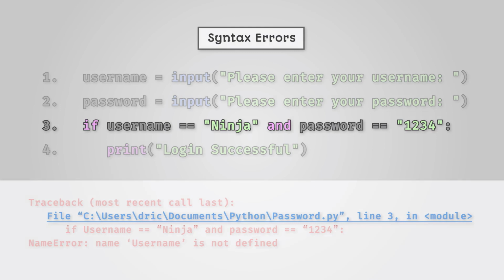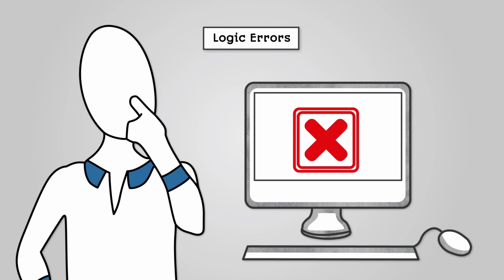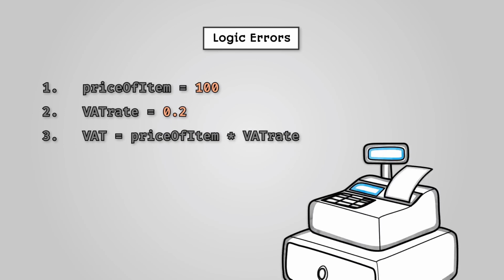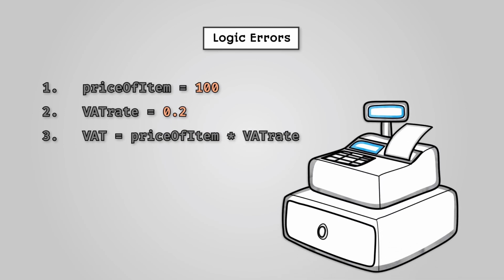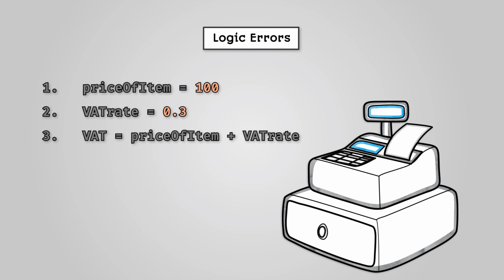A logic error is where your program runs but does not give you the answer you expect. Common logic errors occur when you make simple mistakes in a program. For example, when calculating the VAT on a product, the correct Python code would be this. However, the following code would give two logical errors. Here, we have accidentally set VAT to the wrong value, and we are adding instead of multiplying. So this program would calculate VAT to be £100.30, which is wrong. The program has worked, but given the wrong answer.